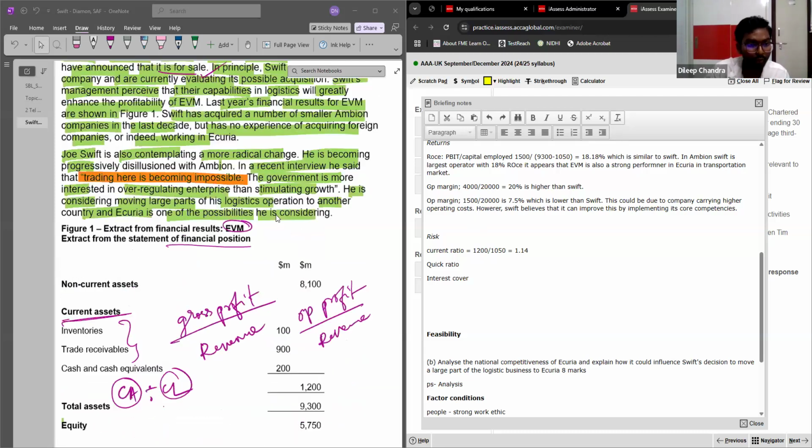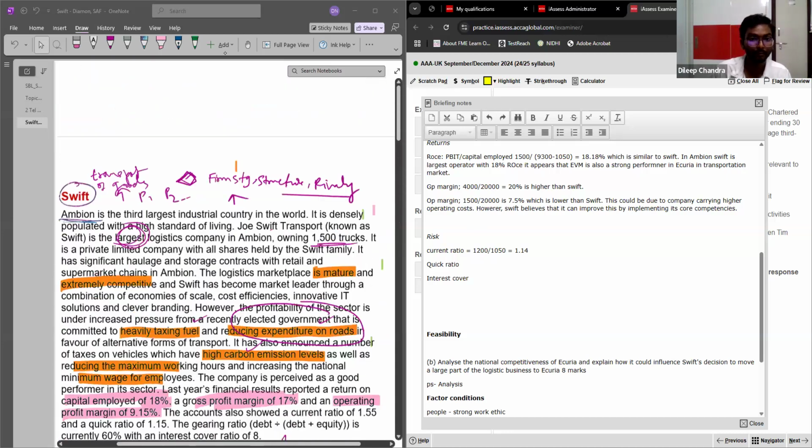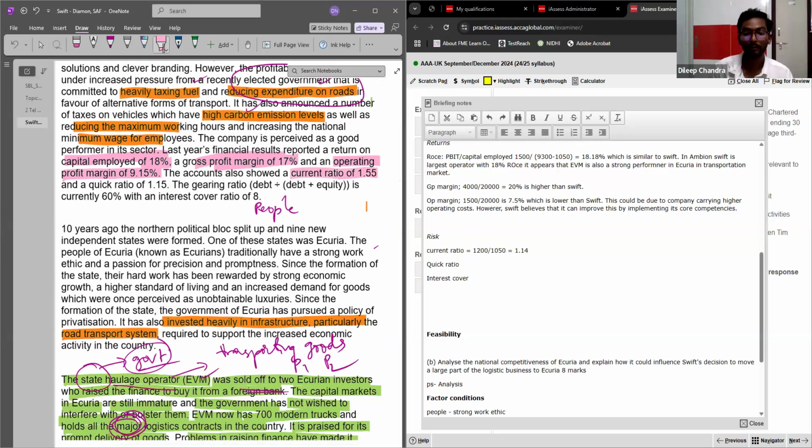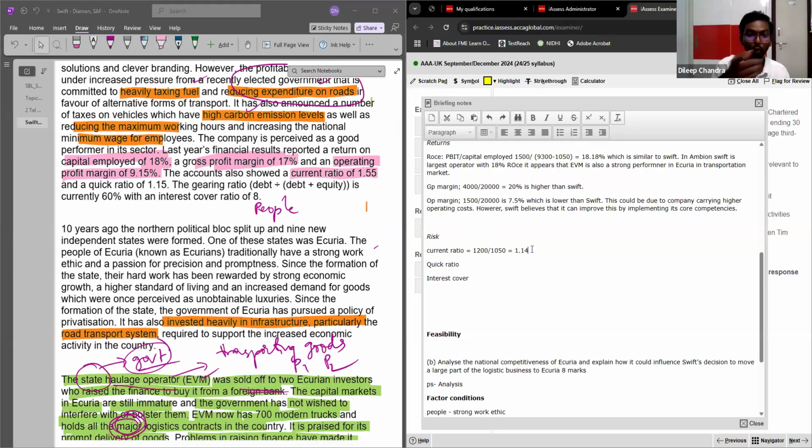How much is the current ratio of Swift? Anyone? 1.55. Okay. So EVM's current ratio is lower than Swift's current ratio. What could be the possible reason? How is it going to be beneficial for us? Can anybody think?